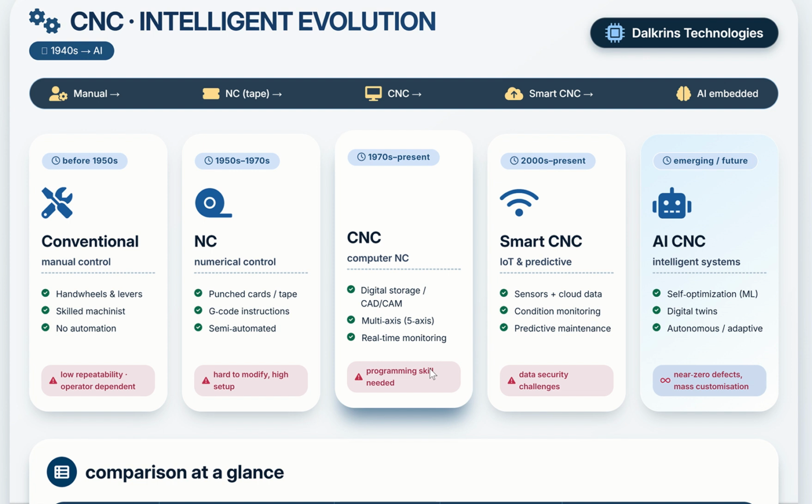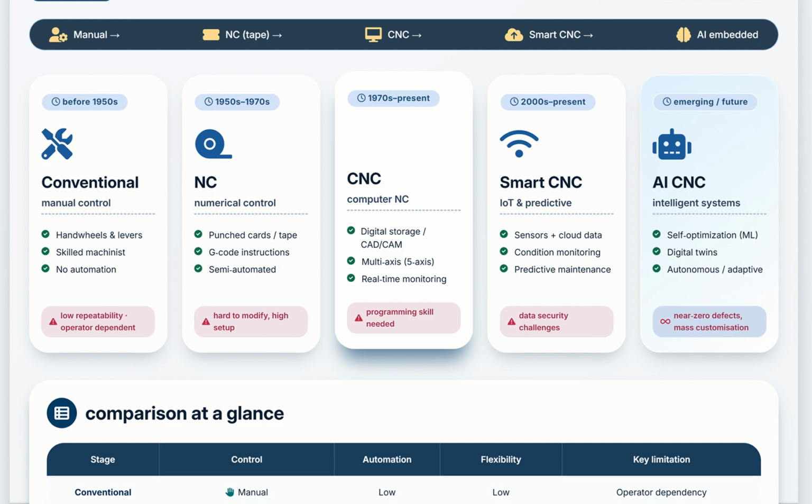Then the future, which is also emerging, is AI CNC. Now we have AI CAD/CAM systems. This may be what the world is moving towards, so that we are able to create autonomous systems which can adapt to changes in the design and changes in manufacturing.